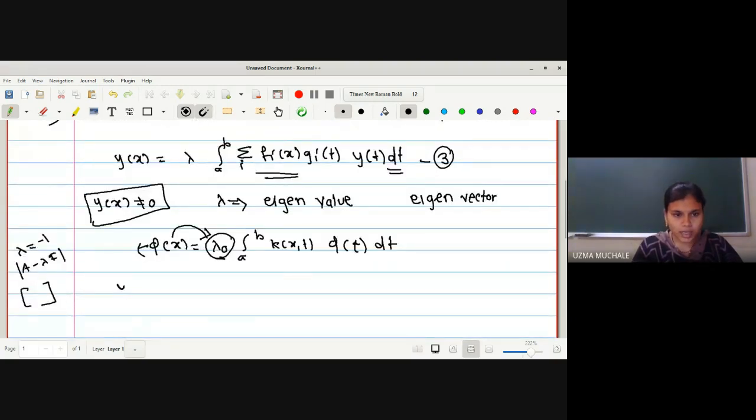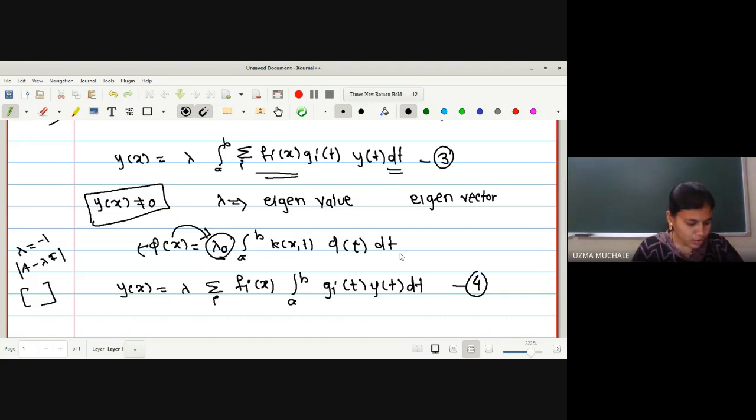And this equation 3, we can write as y of x is equal to lambda summation over i. This summation over i is common for all, and this phi i of x I can take outside. Inside the integration we have a to b, g i of t y of t dt. So simply we have taken the terms which are independent of the integration outside. Let me rename this as equation 4.